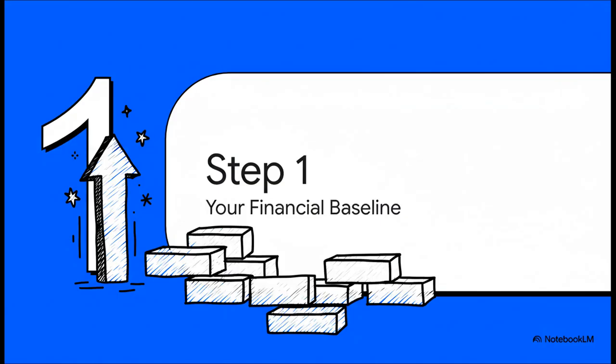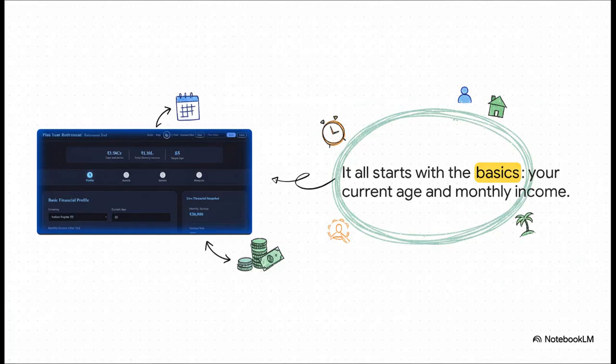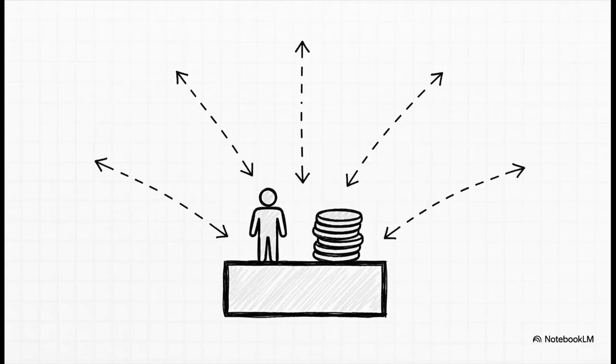Okay, first up is step 1, establishing your financial baseline. Think of this as the foundation that your entire plan is going to be built on. So, it all starts with the absolute basics. In this basic financial profile section, you're just going to plug in your current age and your monthly income. These 2 numbers are the real bedrock of your plan because they establish your time horizon, how many years your money actually has to grow. And just by putting in those 2 key pieces of info, you're creating that baseline. Every single projection and calculation from here on out is going to build on this initial financial snapshot.